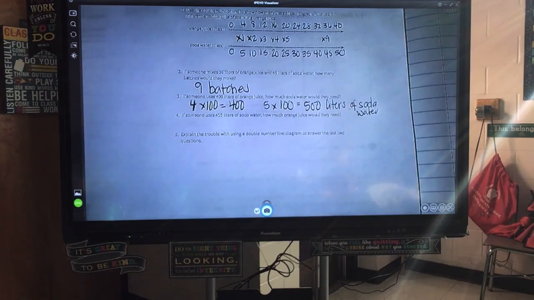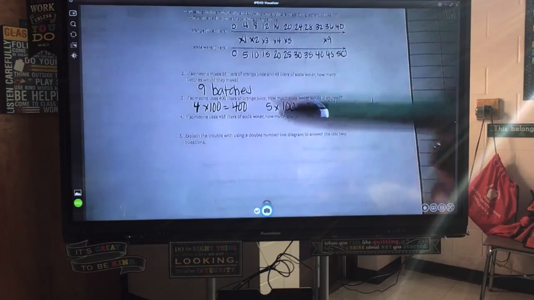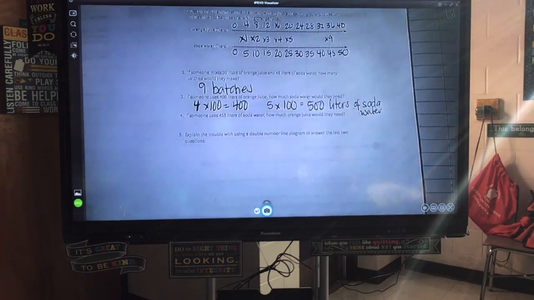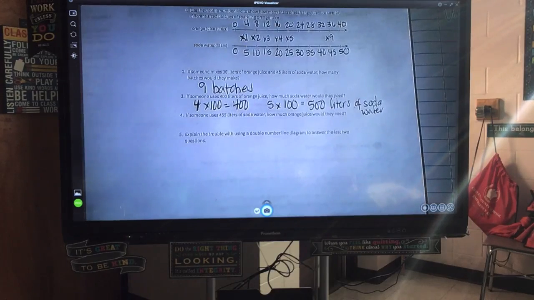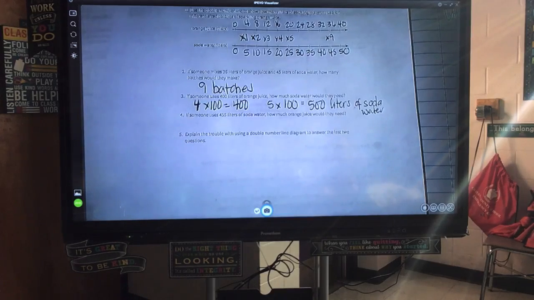So for this one, what are we going to do? If somebody uses 455 liters of soda water, how much orange juice would they need? So what do we do here? If we multiply here, what are we going to do? Or let me ask you this: why was it easier to use multiplication with the last one? I feel like it was much easier to use multiplication with that one. I guess either one of them could have been used, but what do you think, Troy?